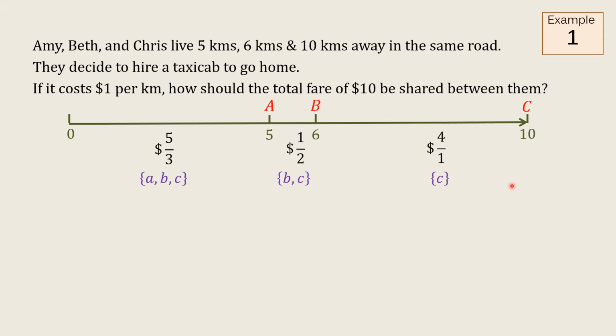Now let's look at, let's say, agent B. So what's agent B's fare here? 5/3 plus 1/2, which is equal to 2.1667. And it turns out that that's also equal to the Shapley value. If you use the Shapley value, you would arrive at the same figure, 2.1667 for agent B.